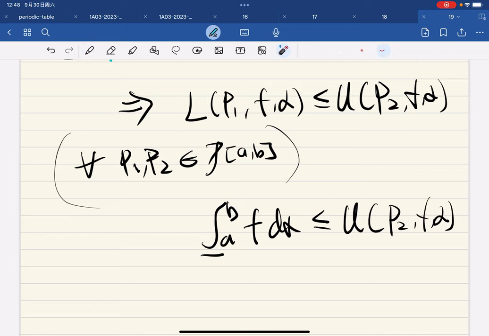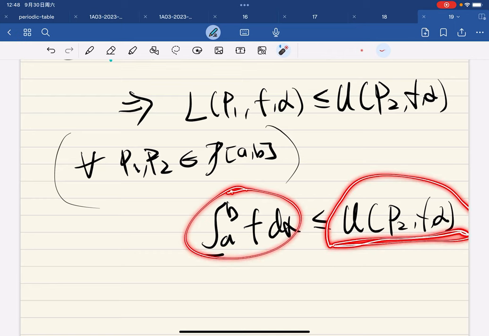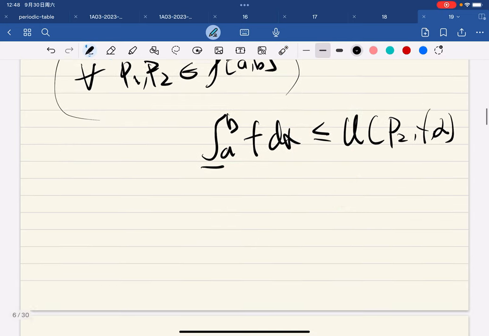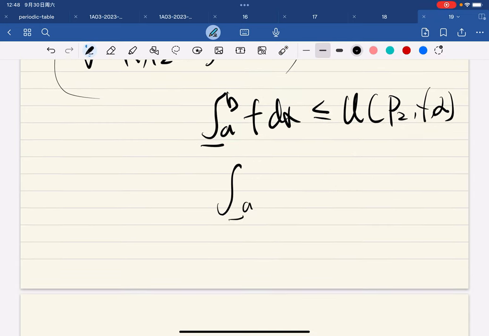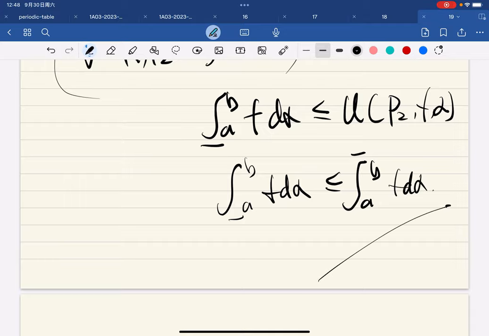And now again, we keep this fixed and we take P2 as a variable over all the partitions. Then this lower integral is a lower bound of all the upper sums, which means that it should be less than or equal to the greatest lower bound, which is by definition the upper integral of f d alpha, and we're done.